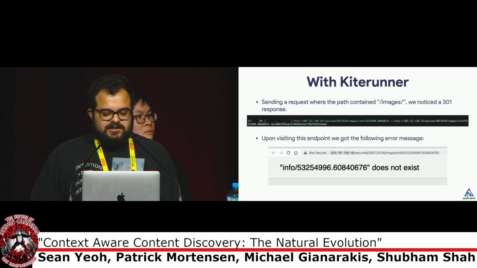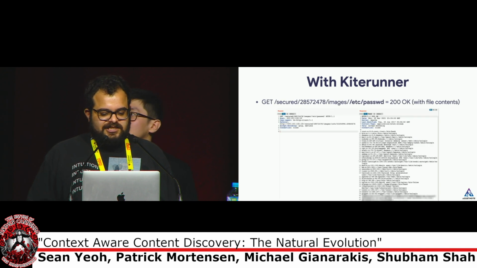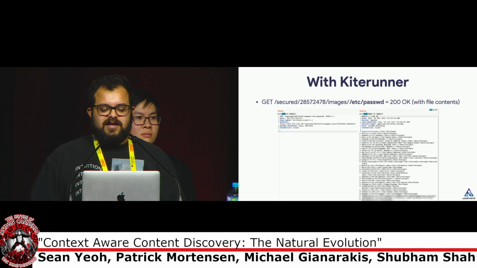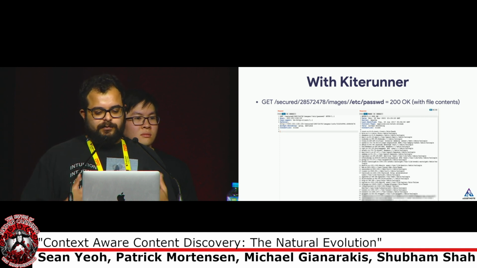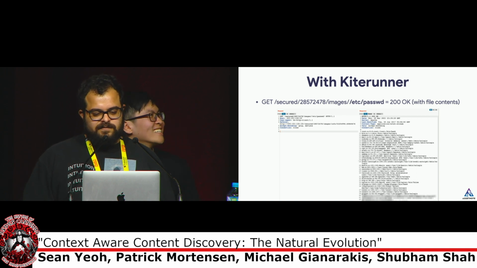So we investigated this a little further, and we went to that path, and it said info 53254 blah blah does not exist. So then we tried /etc/passwd, and it actually just returned the contents of the etc passwd file. So here's another example of where having this context-aware brute forcing is really valuable, because it was expecting something after the images path. And only because our context-aware brute forcing found that there was something after that leading to a 302 response, we're able to then investigate it and find the etc passwd file.